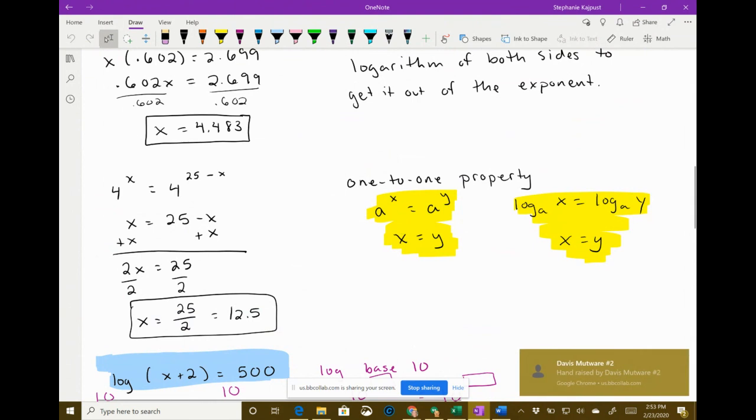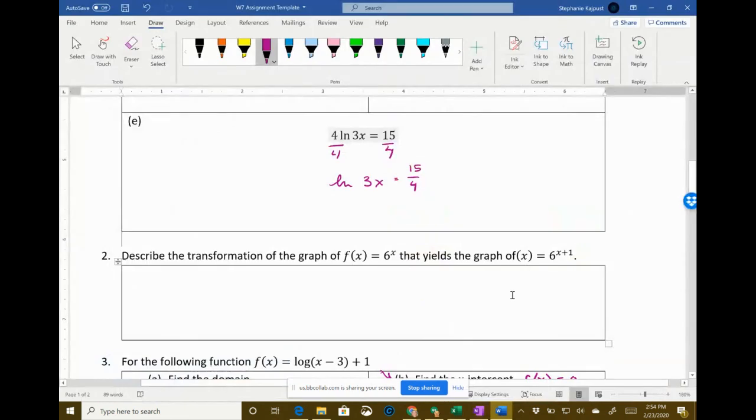Davis, you have another question? Yeah, it's about the way they said to describe the transformation of the graph, because I really don't understand. Friday I was trying to see if I can find a real video that can explain this. I did not find it. Can you explain a little bit?